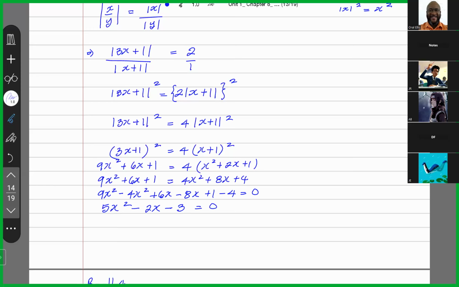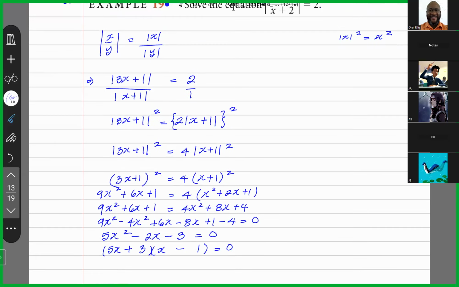Now, let's see if we can factorize this equation. I'm guessing it can be factorized. 5x here, x here, 1 here, 3 here. Negative here, positive here is equal to 0. So I just factorize the left side by using trial and error.